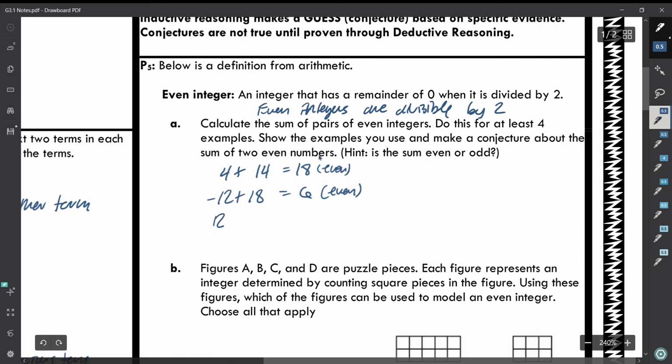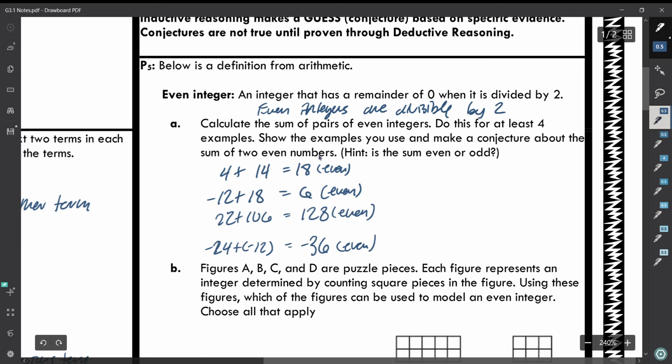Okay, how about 22 plus 106. 2 plus 6 is 8, and then so 128. Again, even. Let's show one more. How about 2 negatives? Negative 24 plus negative 12 again. That'll give me, let's see, negative 36, which of course again is also even.